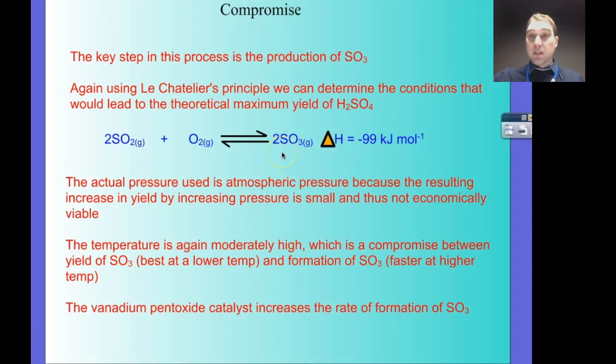If we cool down the system, we're going to favour the exothermic direction. In this case, it would be forward. So by removing heat energy, we'll favour the production of sulfur trioxide. So the best conditions here would be high pressure and low temperature.